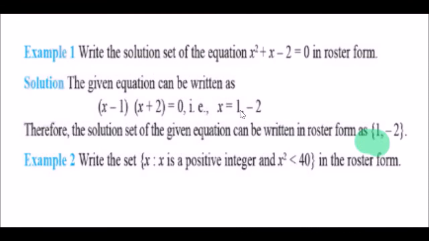Now we will also write the set of x such that x is a positive integer and x square is less than 40 in roster form.